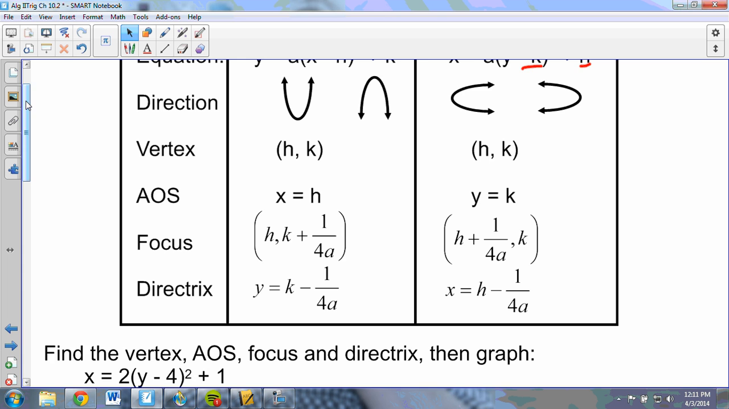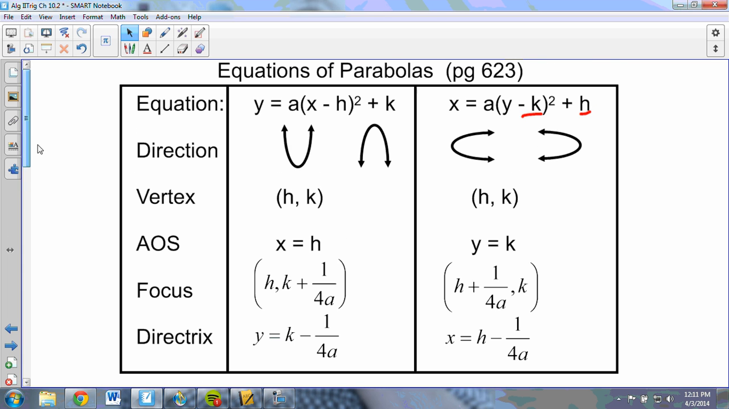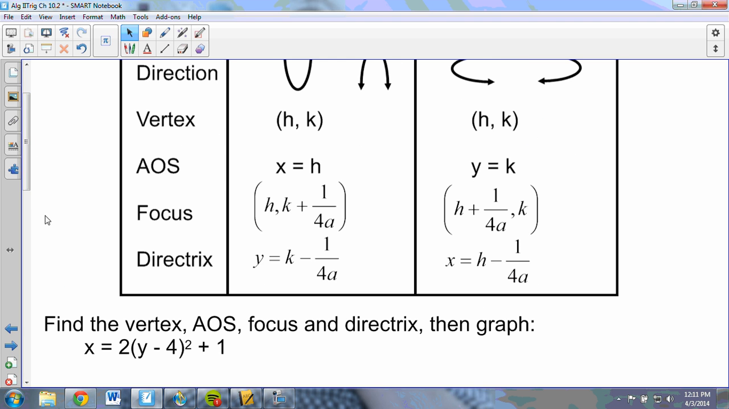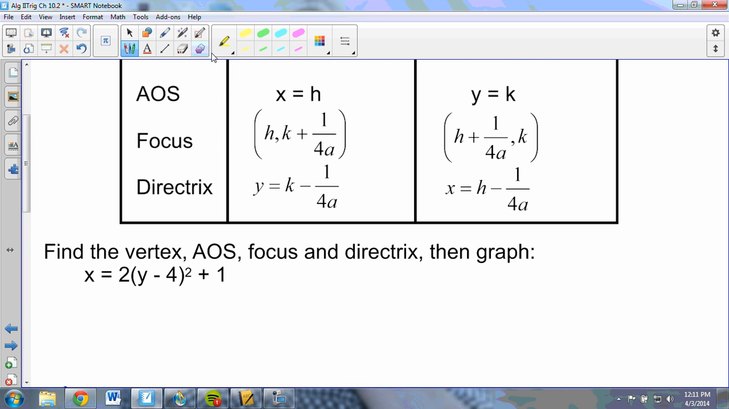How'd you know it was sideways? It was x equals, the y is being squared. So that's this one, these ones go sideways. And how'd you know it was going to go to the right? The a value is 2, and if a is positive, the graph goes to the right. Just like how here, if a is positive, the graph goes up. So I'm going to write down that equation, x equals a times y minus k squared plus h.